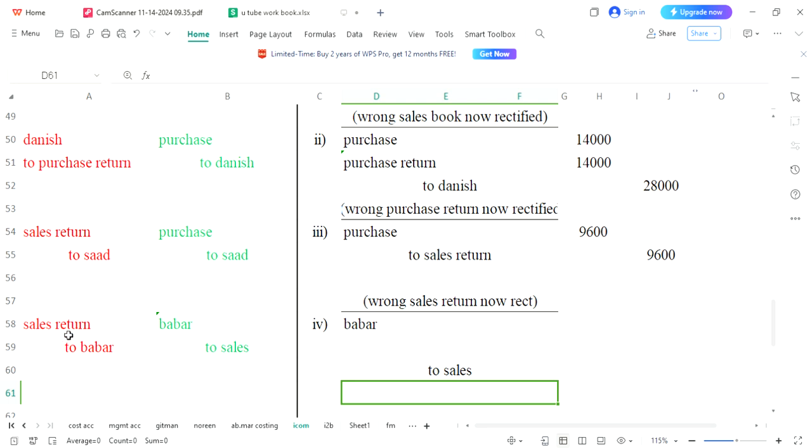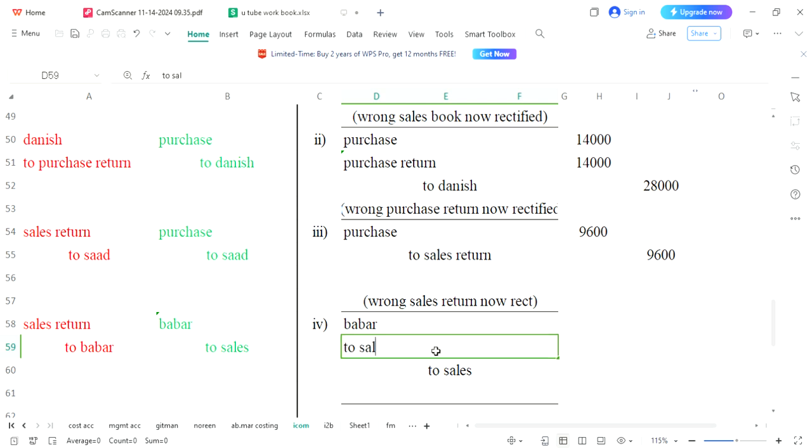And now this entry was wrong. To correct it, to rectify it, we will write it on the opposite side. Sales return to Babar was wrong. To rectify it, we will write Babar to sales return. Babar is already written over here, and here you will write sales return. So Babar to sales return would be your entry.